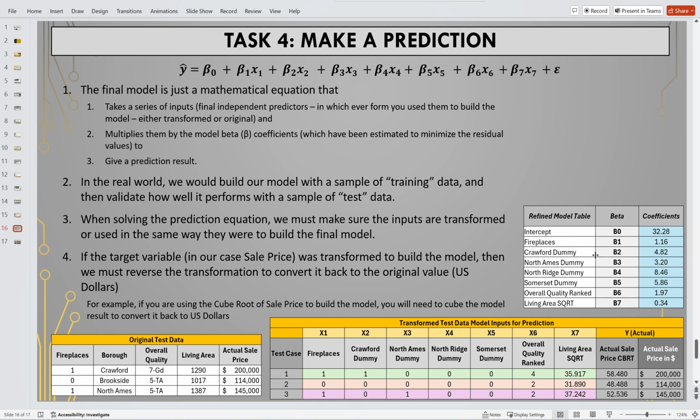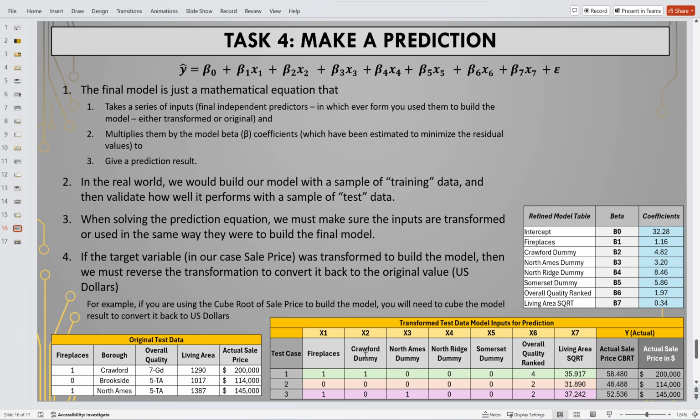Okay, so over here I have the beta coefficients. These come from the model table in your regression output. These are three original test case data observations. So it has the fireplace, the borough, the overall quality, living area, and the sale price. And to the right, we have the transformed versions. So fireplaces we didn't transform, it remained in its original form.